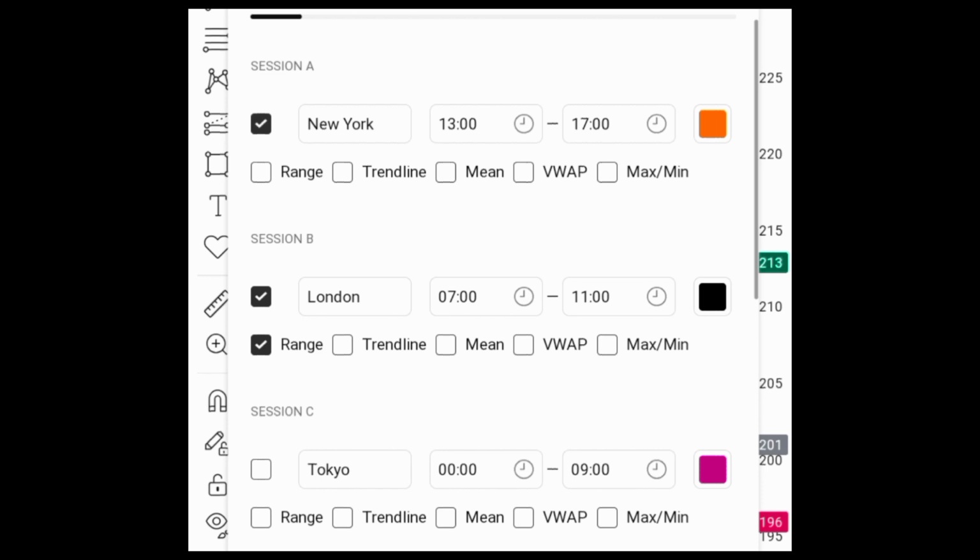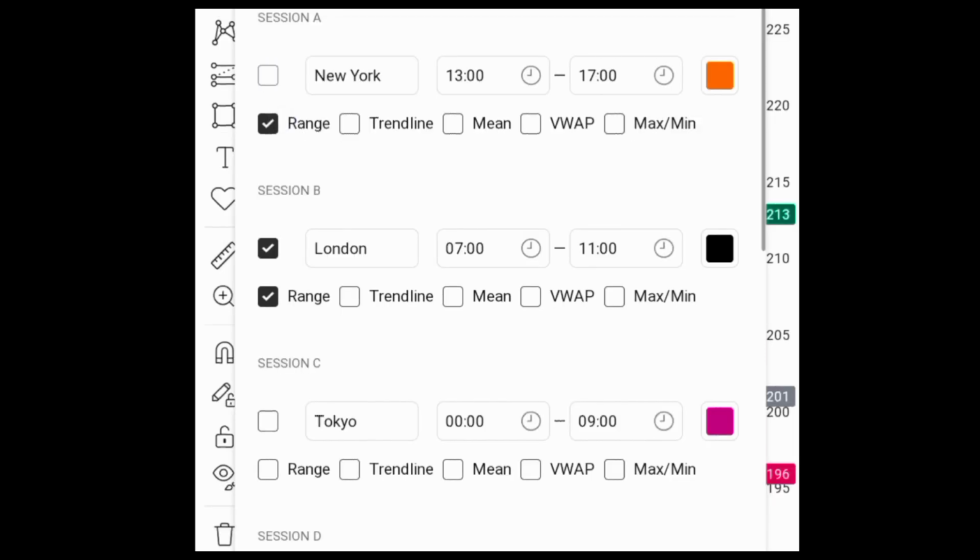The time here in Nigeria for my New York session is from 1 p.m. to 5 p.m., which is 13 to 17. 17 is 5 p.m. in Nigerian local time. So at your own end, you can set it like that. 1 p.m. to 5 p.m. is the New York session. Then once I click on New York, I'll enable the range, so it will be on my chart.